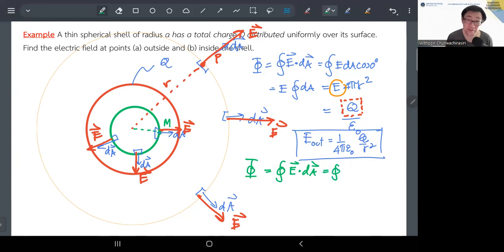Get sick of this already. This is the fifth time doing this. It's E dA cosine 0. E is supposed to have the same magnitude everywhere. And the integral of the dA will give you just the surface area of the Gaussian surface, 4 pi r squared. And now r is just smaller than the radius of the shell. That's all. And then all you have to do is equate this to the charge inside, whatever that is, divided by epsilon naught, and then you're almost done. Here comes the question. How much charge should you put in the right-hand side of this Gauss's law?